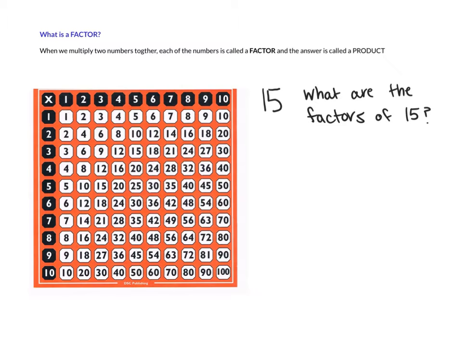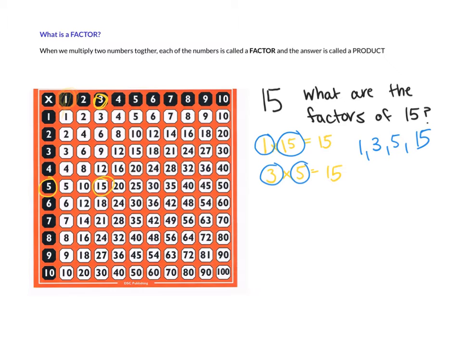go into 15? So we can see that 1, we can circle that there, goes into 15 because 1 times 15 equals 15. Also, 3 goes into 15. 3 times 5 equals 15. So we know the factors of 15 are 1, 3, 5, and 15. So therefore, a factor times another factor equals a product.